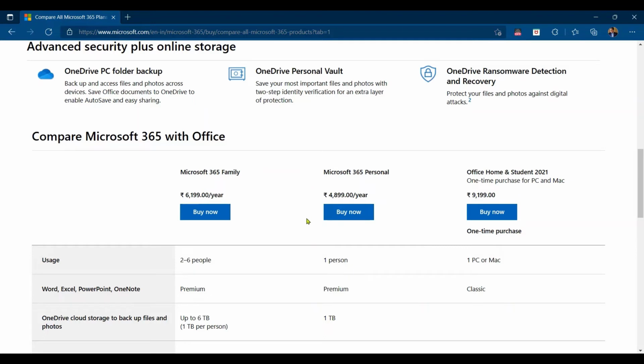I am currently in this tier. I am currently in this 365 personal license. So I hope I am clear with this. Now let's move on to the next category, that is business license.